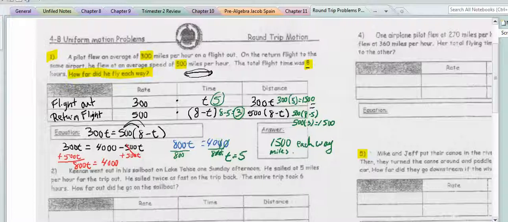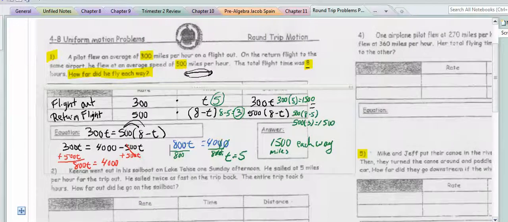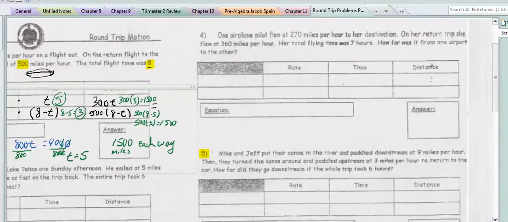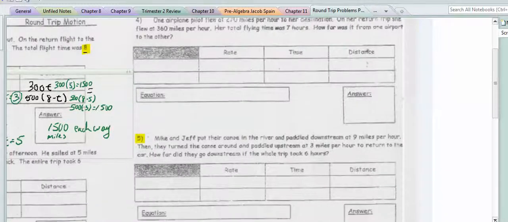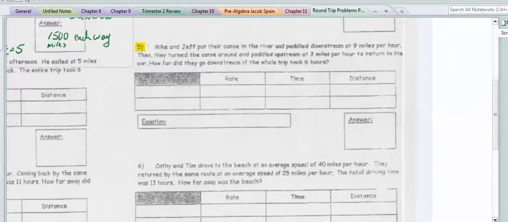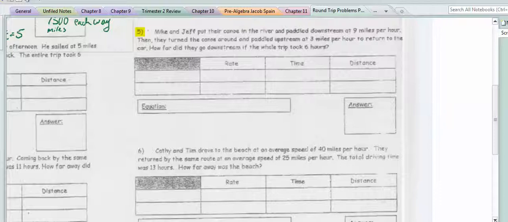Okay? All right. Number 5, let's do that one. And they're all going to be set up similarly. Pretty close to the same direction, but now we have a total time they work on. Okay, so let's see number 5. It says, Mike and Jeff put their canoe in the river and paddled downstream at 9 miles per hour. Then they turned the canoe around and paddled upstream at 3 miles per hour to return to the car. How far did they go downstream if the whole trip took them 6 hours?